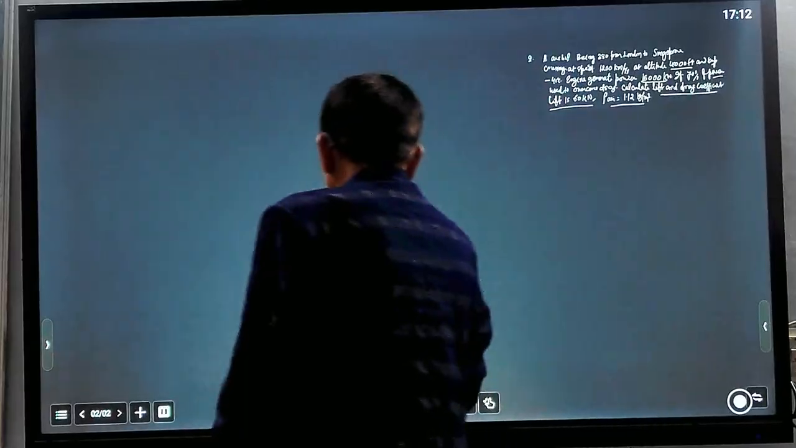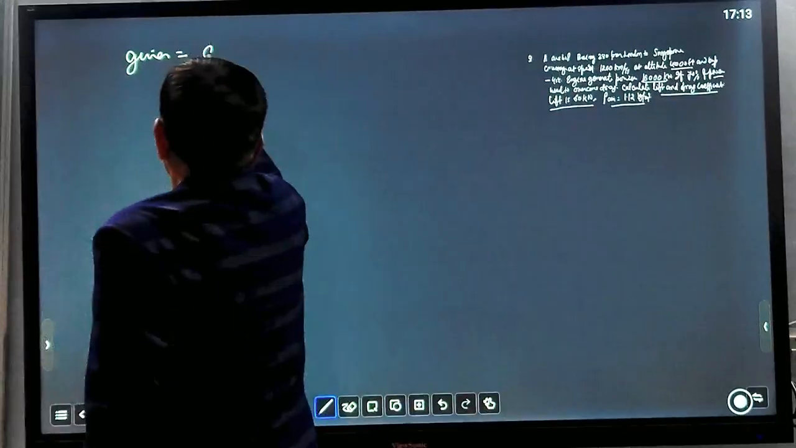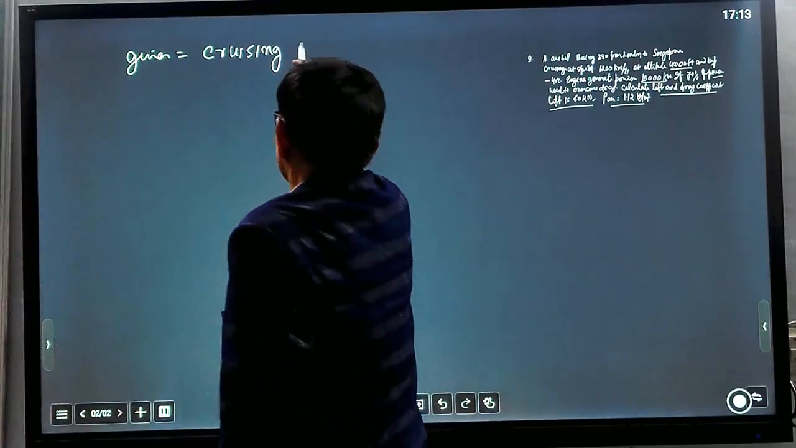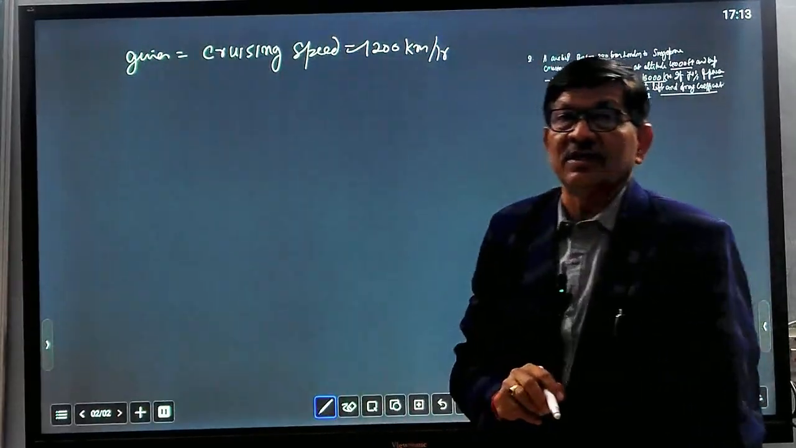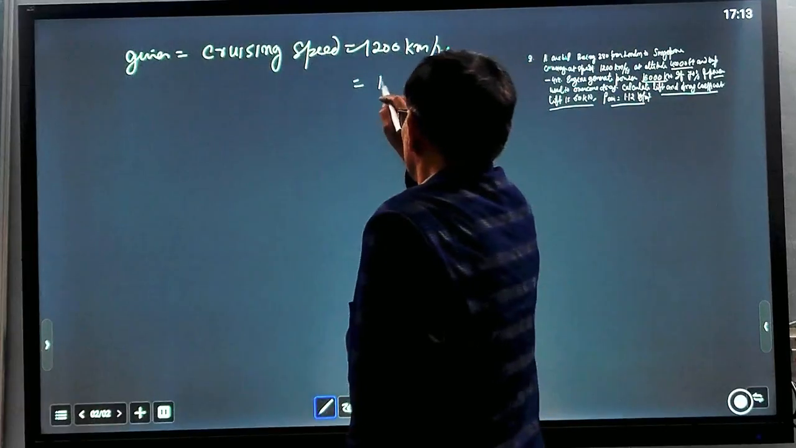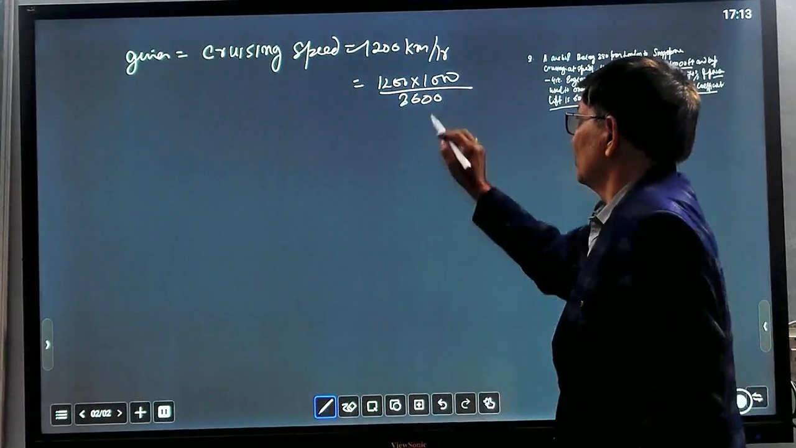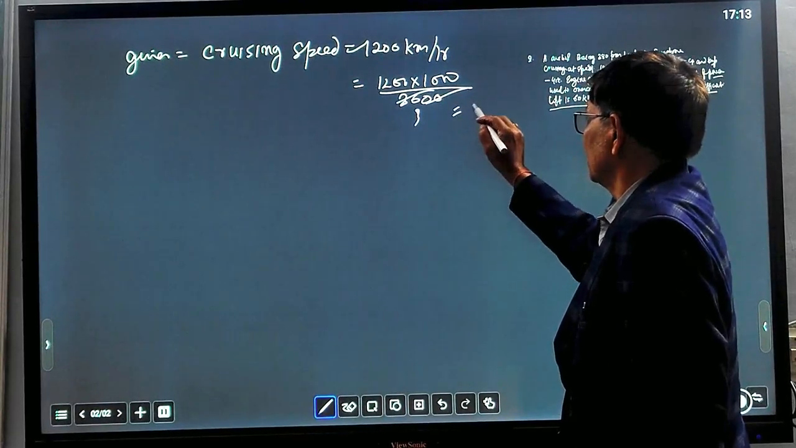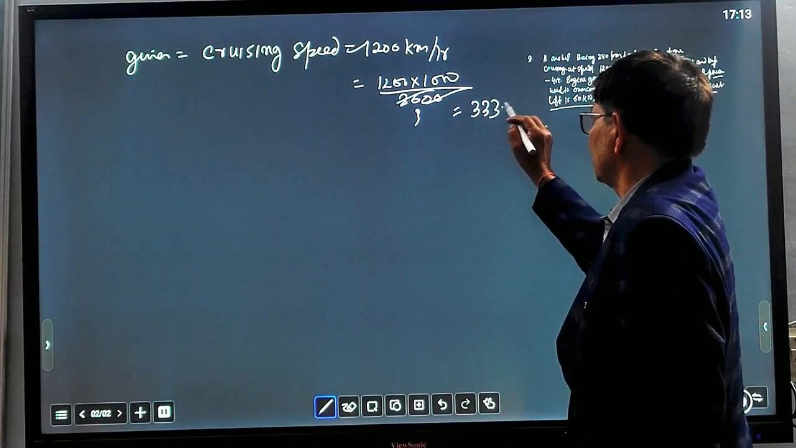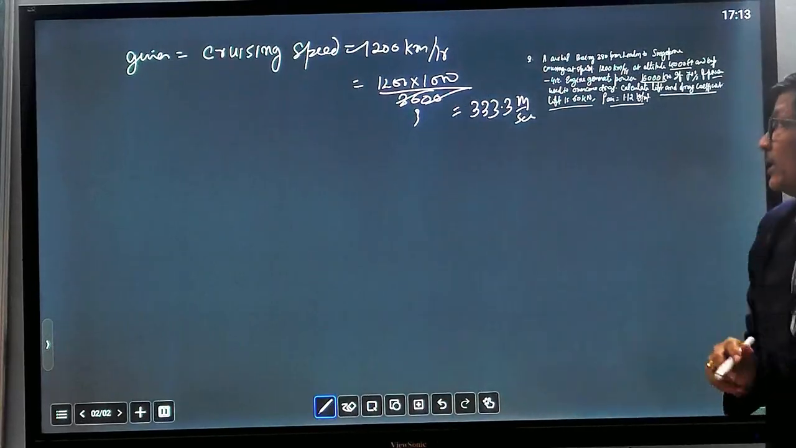So first, what are the given conditions? Given cruising speed 1200 km per hour. We have to convert this into meter per second. So let us calculate here: 1200 into 1000 divided by 3600, because in 1 hour there are 3600 seconds. So you get 333.3 meter per second. That is the cruising speed in meter per second.